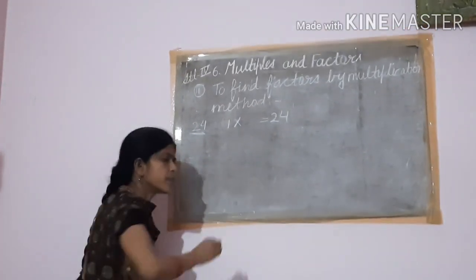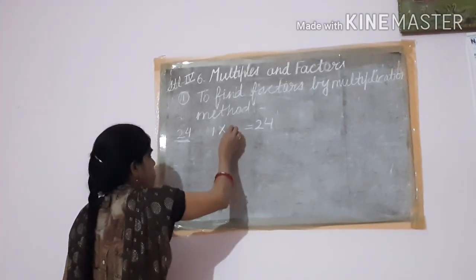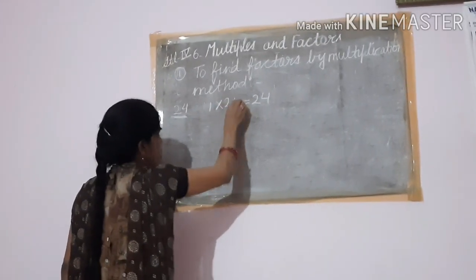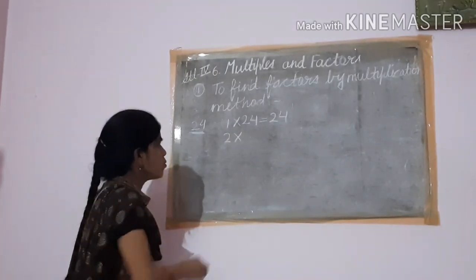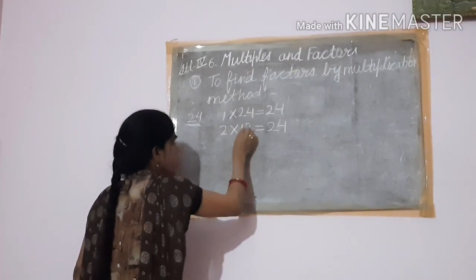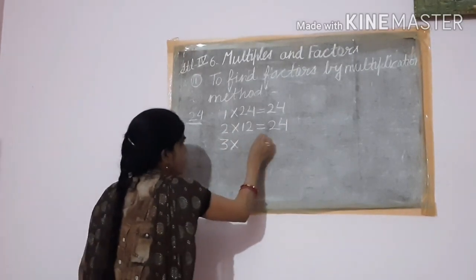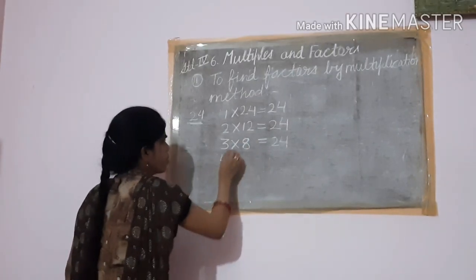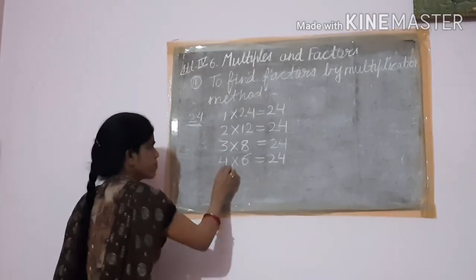Very simple, you have learnt that property of multiplication. See, when you multiply any number by 1, then the product is the number itself. So 24 multiplied by 1 is 24. Now take the number 2 and multiply 2 by which number that you get the product 24? 12 twos are, or 2 12s are 24. Then take the number 3. By which number do you multiply that you get the product 24? 8. 4 6s are 24. Children, I hope you are understanding.